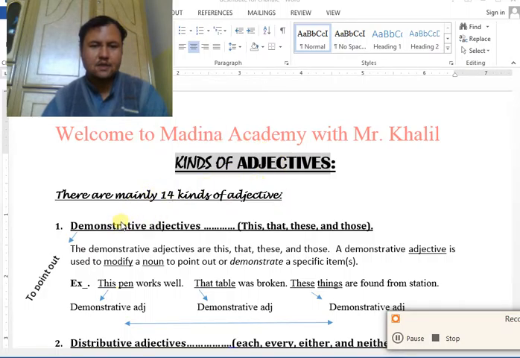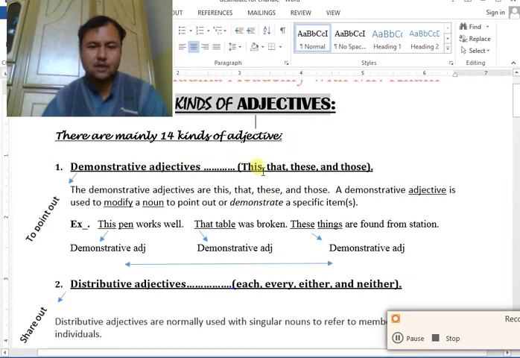Number one is demonstrative adjective. Now what are demonstrative adjectives? First of all, I should say the meaning of demonstrative. Demonstrative means to demonstrate, to point out something. It means that these words are pointing out something. So this, that, these and those are called demonstrative adjectives.